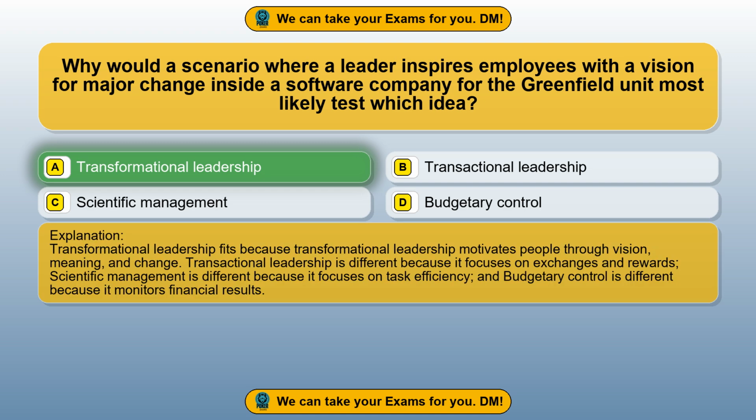Transformational leadership fits because transformational leadership motivates people through vision, meaning, and change. Transactional leadership is different because it focuses on exchanges and rewards. Scientific management is different because it focuses on task efficiency, and budgetary control is different because it monitors financial results.